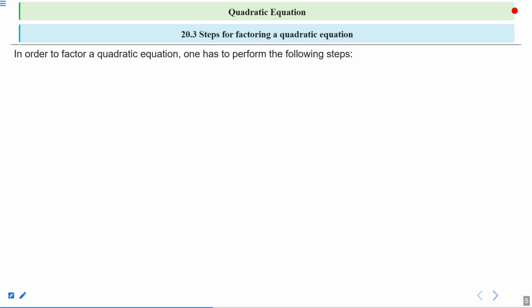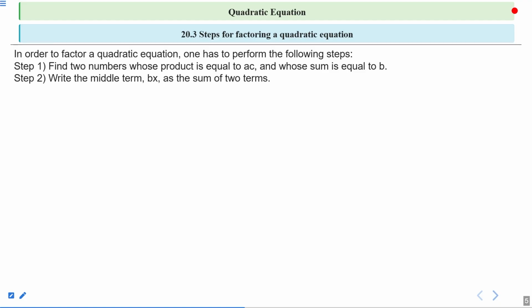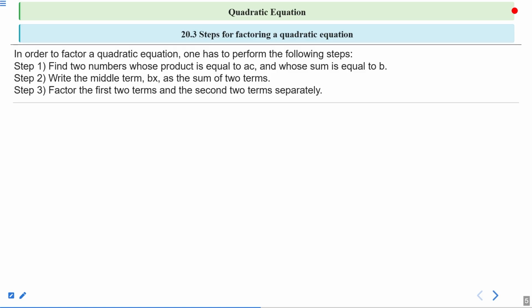Steps for factoring a quadratic equation. In order to factor a quadratic equation, one has to perform the following steps. Find two numbers whose product is equal to a into c and whose sum is equal to b. Write the middle term bx as the sum of two terms. Factor the first two terms and the second two terms separately.